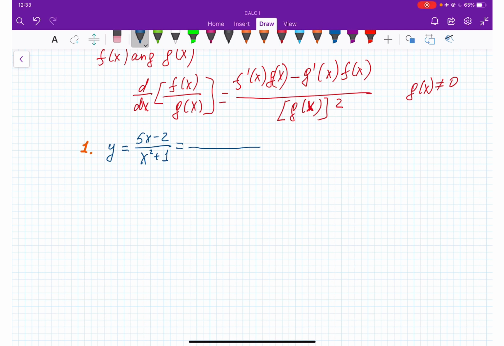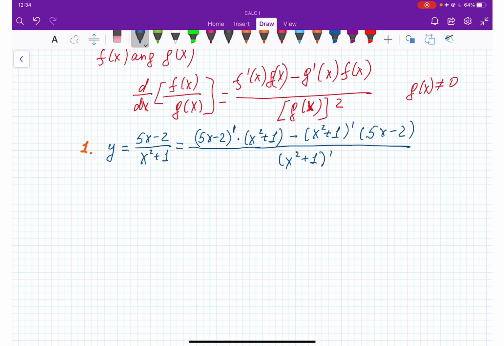So we have f prime of x, which is going to be the prime of 5x minus 2, multiplied by x squared plus 1, minus prime of g of x, which is x squared plus 1 prime, multiplied by f of x, and I'm literally typing f of x instead of writing down the function itself, 5x minus 2, and divided by g of x squared, which is x squared plus 1 squared. Okay? All right.